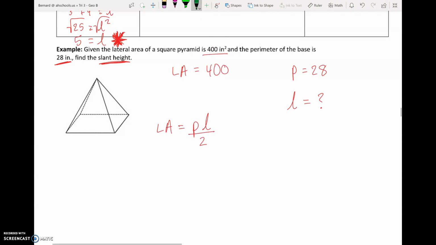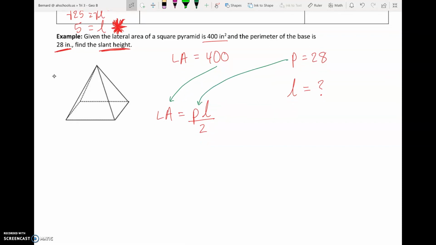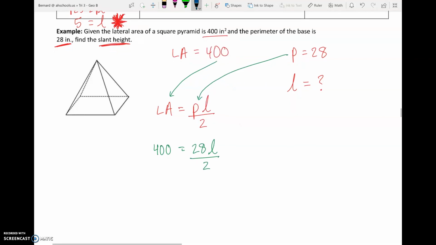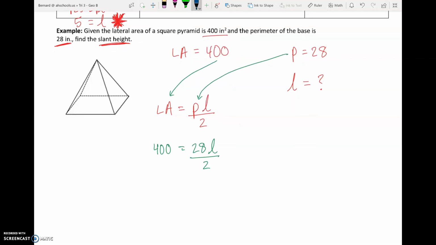And so we can start plugging some of these numbers in. 400 is our lateral area. 28 is our perimeter. And then that just leaves us with L missing, so we just have to solve for it. So this equation can look like 400, because that's our lateral area, equals 28L divided by 2. Now, there's multiple ways to go about this, but we can keep it consistent to how we've done it in the past. Let's get rid of this fraction on the right side. We're dividing by 2, so let's times both sides by 2.